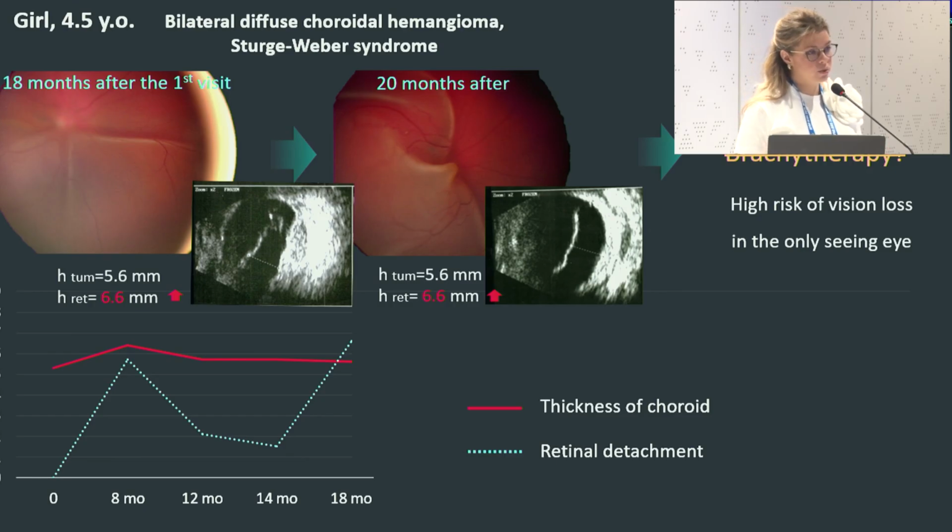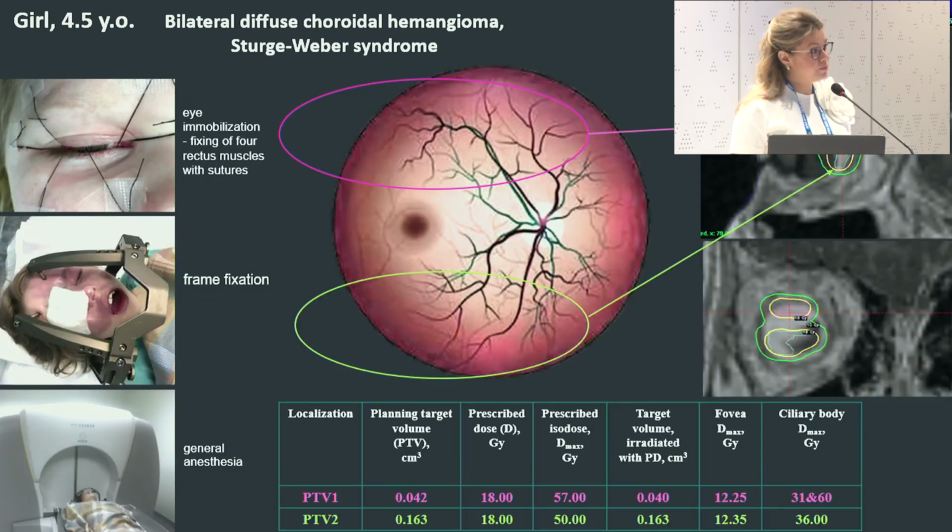So there was a question, what should we do? Brachytherapy was rejected in this case because there was a high risk of vision loss in the only seeing eye. So we made an attempt to perform gamma knife radiosurgery for this case, and it was performed under general anesthesia using eye mobilization, fixing 4 rectus muscles with sutures and with frame fixation. As you can see on the slide, during the planning, we used 2 PTVs, two focuses to irradiate, excluding the macular and the central region, and the prescribed dose was 18 gray.